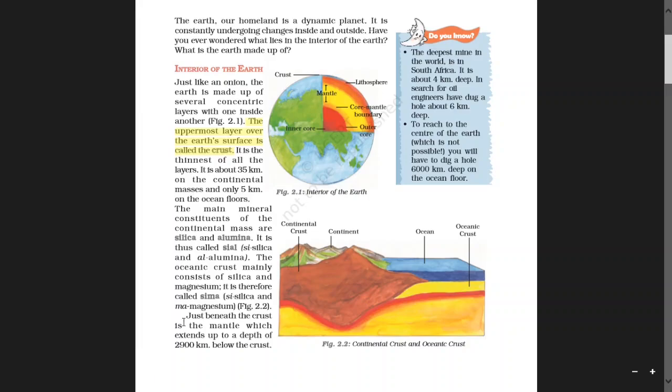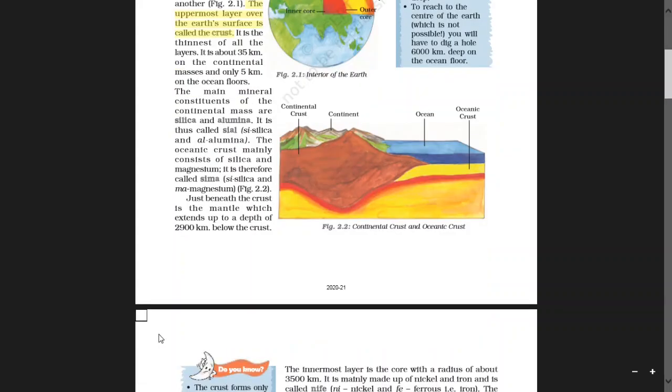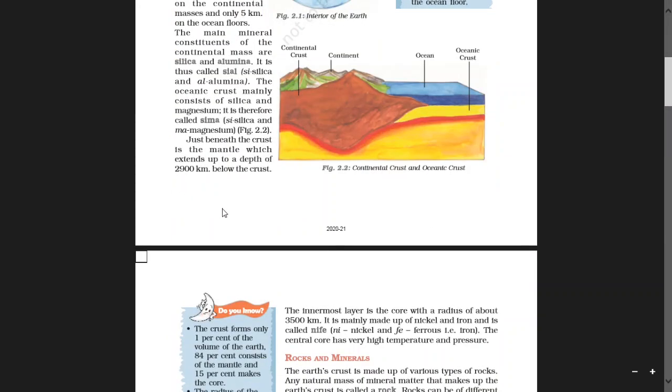In figure 2.2, here it shows continental crust and oceanic crust. Have a look at this diagram. Just beneath the crust is the mantle, which extends up to a depth of 2,900 kilometers. So just beneath, that means under the crust, there is the mantle.